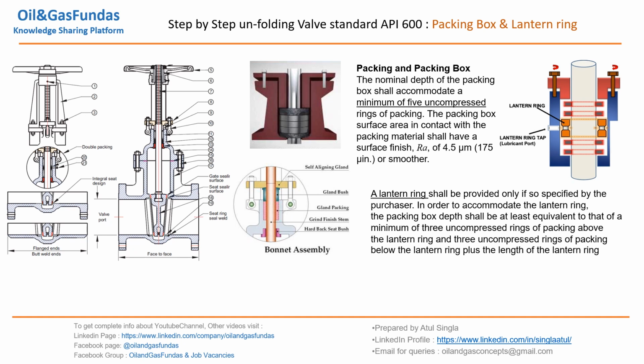Then it talks about the lantern ring. If you see here, this same packing arrangement is there and we have a lantern ring here. Now why is it required? If something is trapped here, this can be removed from this part. In order to accommodate the lantern ring, the packing box depth shall be at least equivalent to a minimum of 3 uncompressed rings of packing above and 3 uncompressed rings of packing below. So 3 uncompressed rings should be below and 3 on top of this lantern ring. So this is the basic design which is mentioned. These are the basic or minimum requirements which we need to cover while designing the gate valve based on API 600.